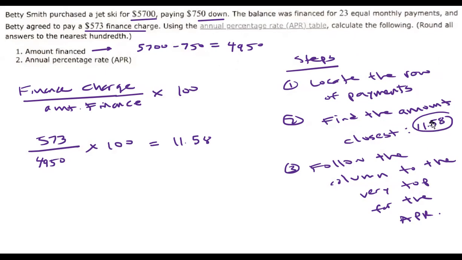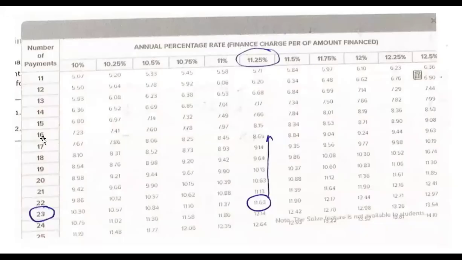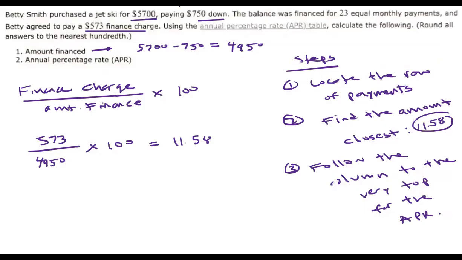And once we find the closest number, then we go to the very top to find the APR. So we want 23. 23 is right here. That's the number of payments. So I look for 11.58 and I don't have 11.58, but the closest I have is 11.63. Then I use that number, I go all the way up, and that tells me my APR, 11.25%. So the answer here is 11.25%.